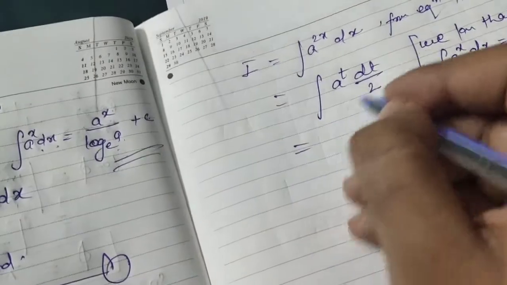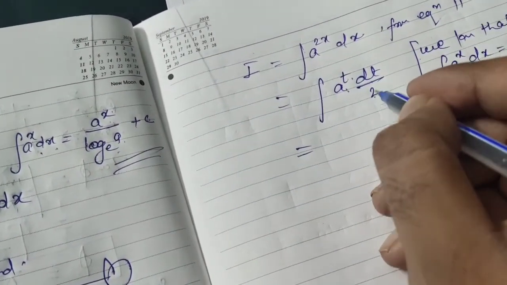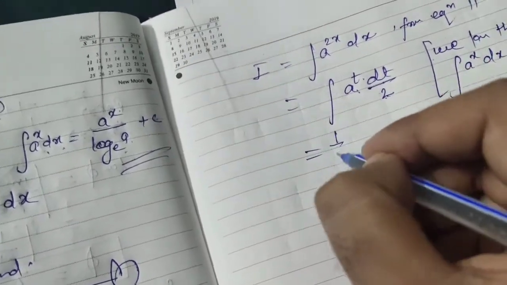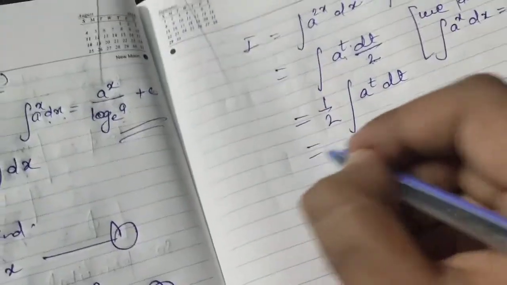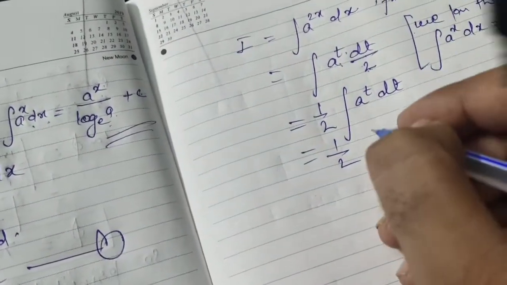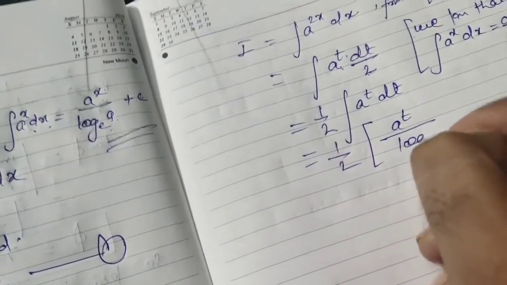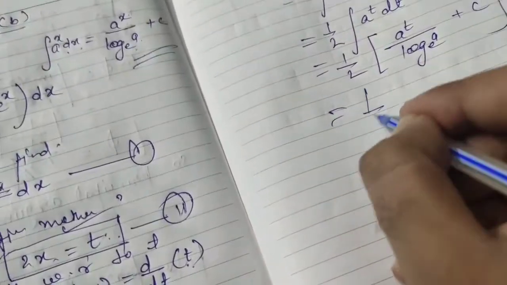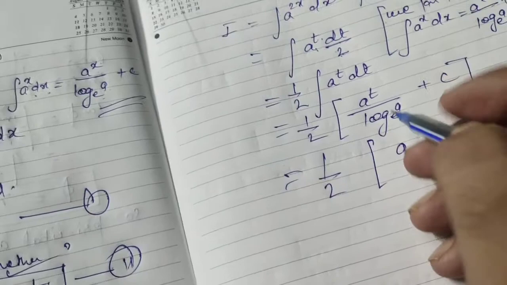So here, students, it's the integral of a to the power t dt upon 2, so this 2 will be outside. It will be 1 upon 2 of the integral of a to the power t dt. So students, tell me, it will be what? It will be a to the power t upon log a base e plus c. So tell me, what is the value of t? Here 1 upon 2 and a to the power t.